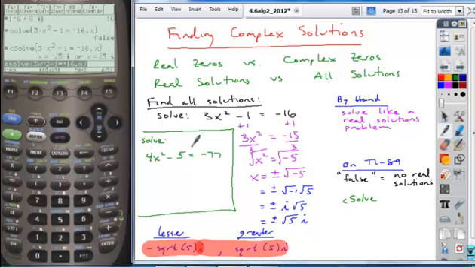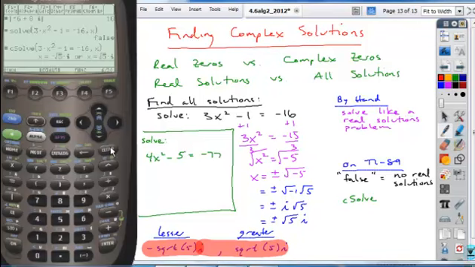Again, you do need to start making sure that you read questions carefully. Questions now might say find all real solutions. They might say find all solutions. They might say find all complex solutions. So you need to be able to distinguish. Again, approaching this type of problem, just hit the F2 Algebra tab, choose Solve, enter the equation, 4x squared minus 5 equals negative 77, solve for x.